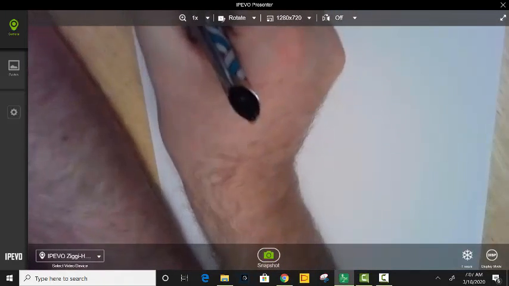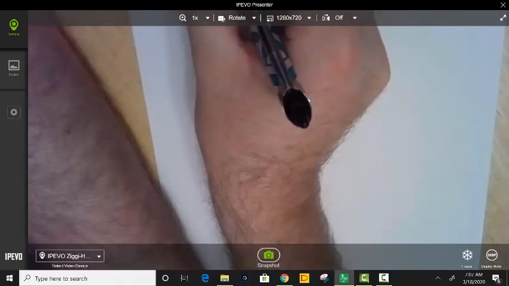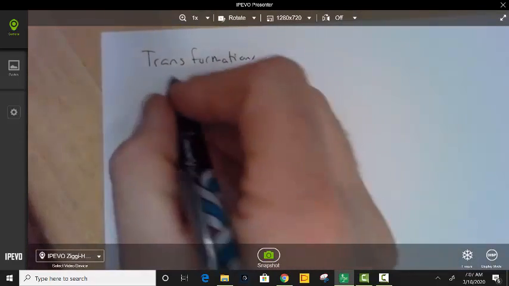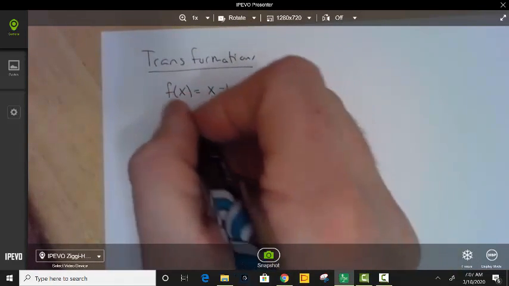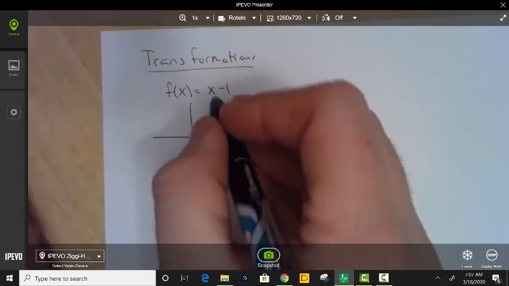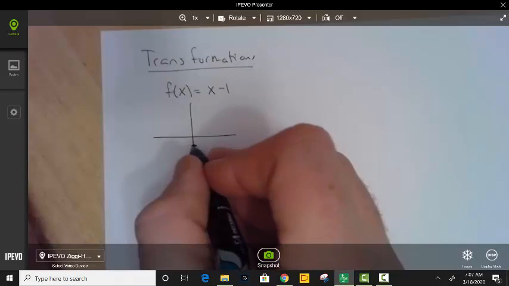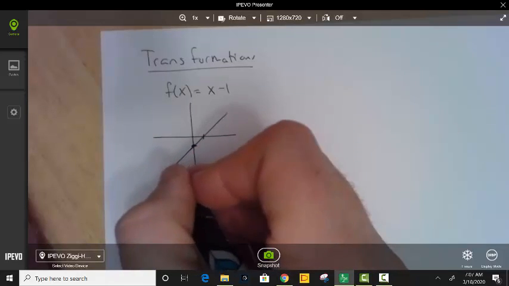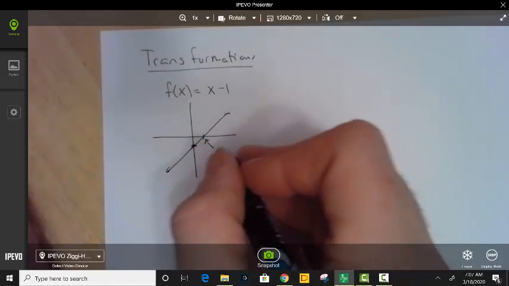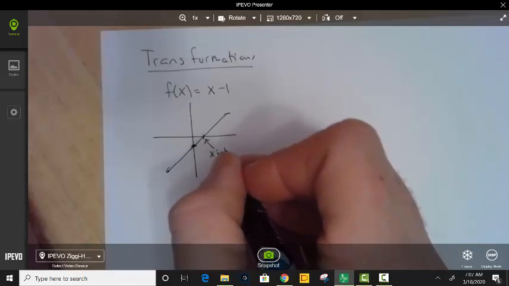But we're going to take a quick bounce back to transformations for just a moment. If we go back to the function f of x equals x minus 1, this is going to be a linear function that crosses the y-axis at negative 1 and has a slope of up 1 over 1. And the big thing I want you to realize is this x-intercept is at 1, 0.